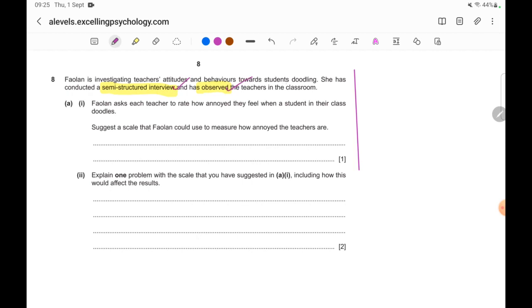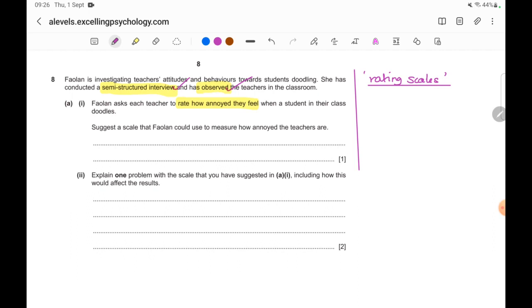Besides that, coming back to the point, Yuyyt has used a semi-structured interview and an observation. So she has combined 2 research methods. Let's see what they want us to discuss here. They are saying Yuyyt asks each teacher to rate how annoyed they feel when a student in their class doodles. Okay. So Yuyyt has used a rating method, right? Rating scales. I hope you remember this from questionnaires and data analysis, what rating scales are.